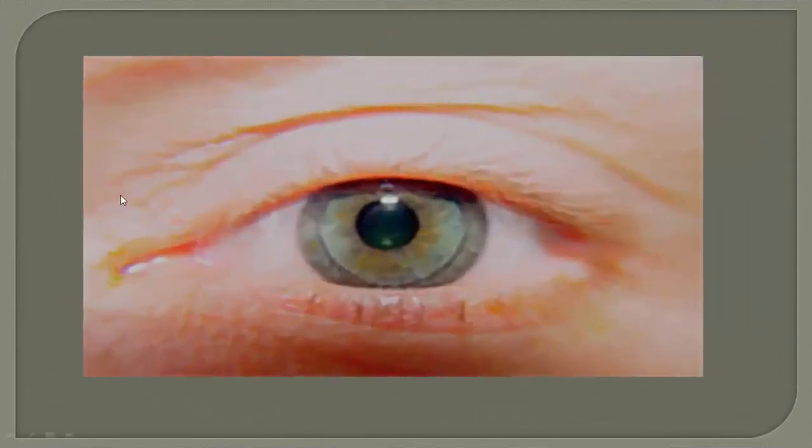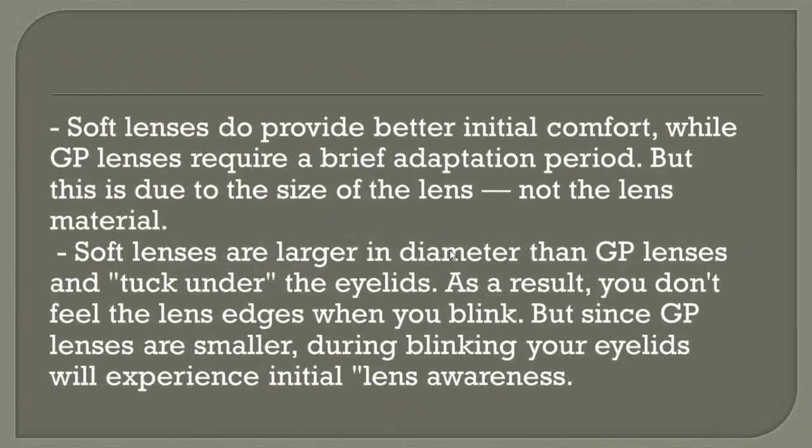In this photo, we can see the hard contact lens or RGP lens, which is fitted to the surface of the cornea. We can notice that it does not cover all the cornea surface, but only the center of the cornea, mainly over the cone. Soft lens is more tolerable by the patient because it gives initial comfort, while gas permeable lens requires a brief adaptation period because of the size of the lens. Soft lenses are larger in diameter, so they are tucked under the eyelid, while the RGP lenses are smaller, and during blinking the patient can feel it.